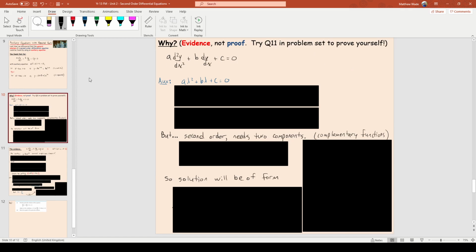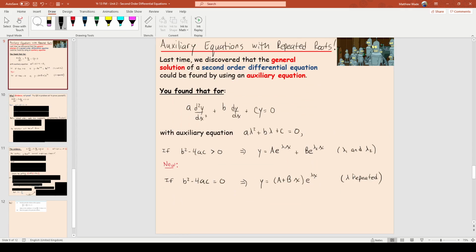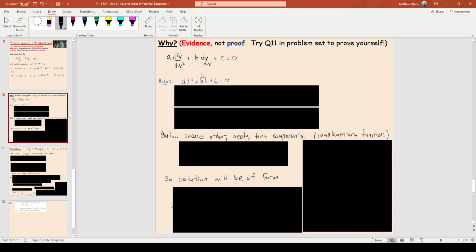I'm going to try to show you that this is going to be the general solution, but I'm not going to actually prove that it is. I'm just going to evidence it. So let's do it. Okay, so there we are.